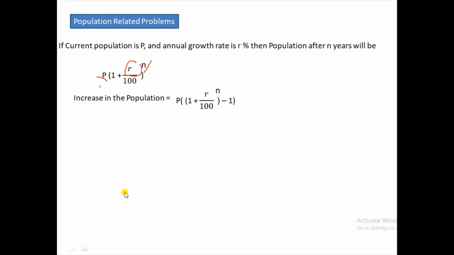Once this P is multiplied inside the bracket, P into 1 is going to be P, that is the original population, and the increment is PR by 100. So this is going to be the final value. This is going to be the population after n number of years, the total population.